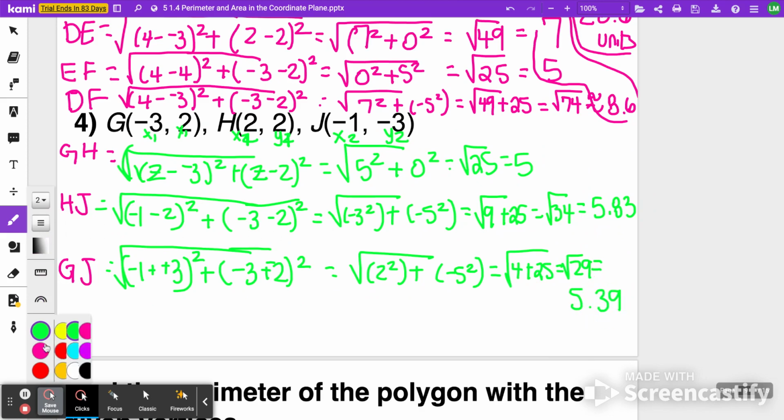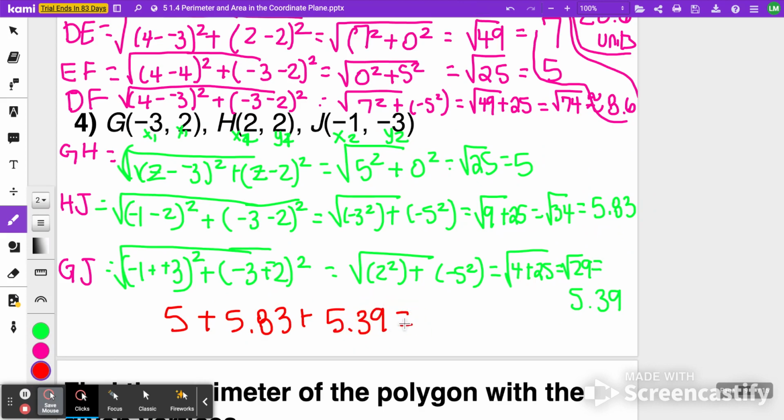So to find our perimeter for number 4, we'll take 5 plus 5.83 plus 5.39, and that's going to give us about 16.22 units. Okay, that'll conclude our perimeter section. Now let's try some with area.